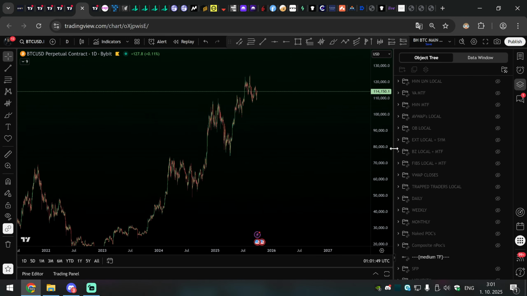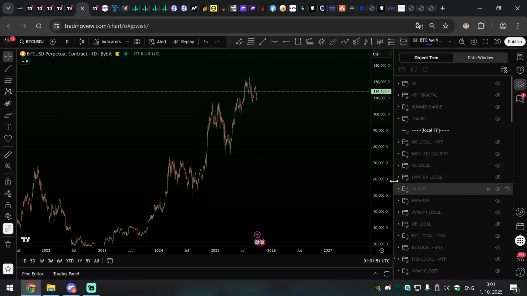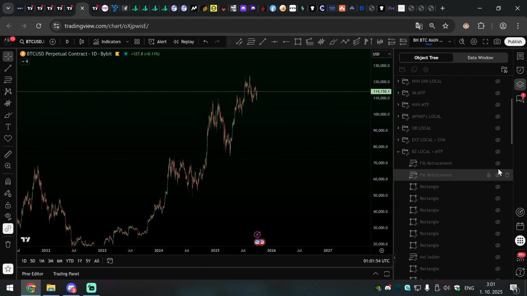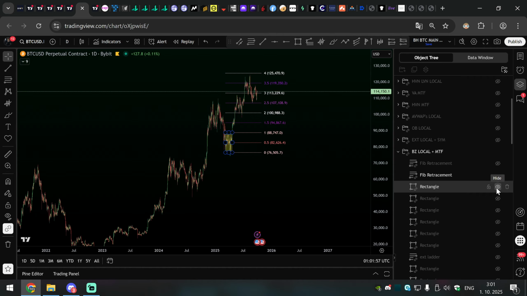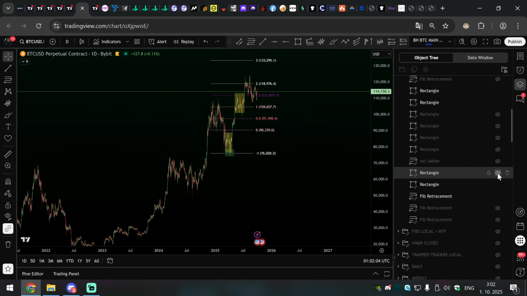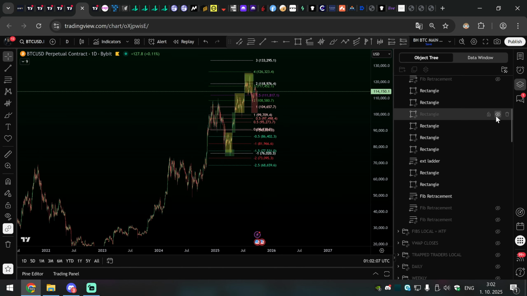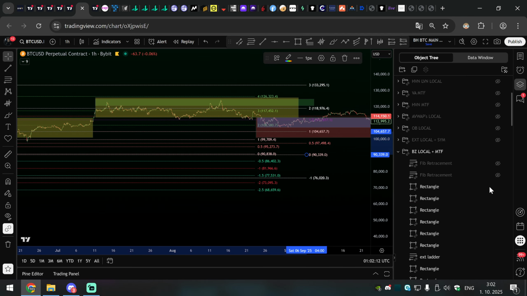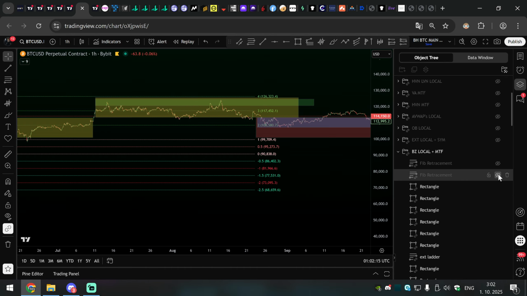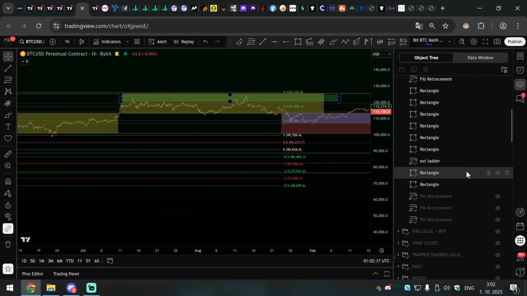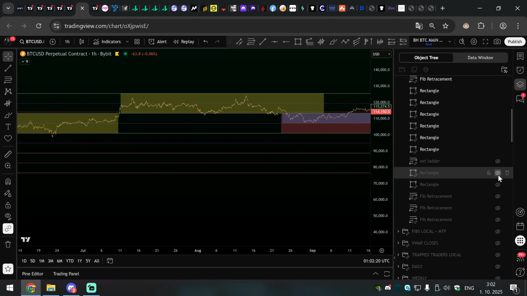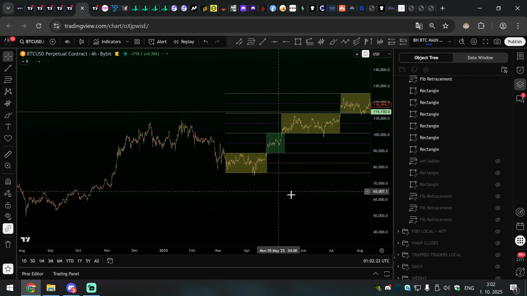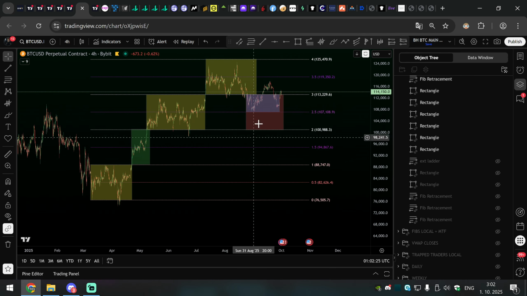And let's see the balance zones, how they are doing. One hour time frame. I need to see it on a higher time frame. Yeah, this is still going as expected.